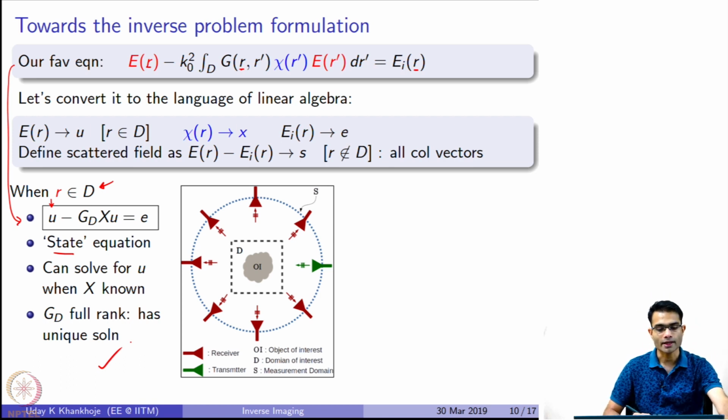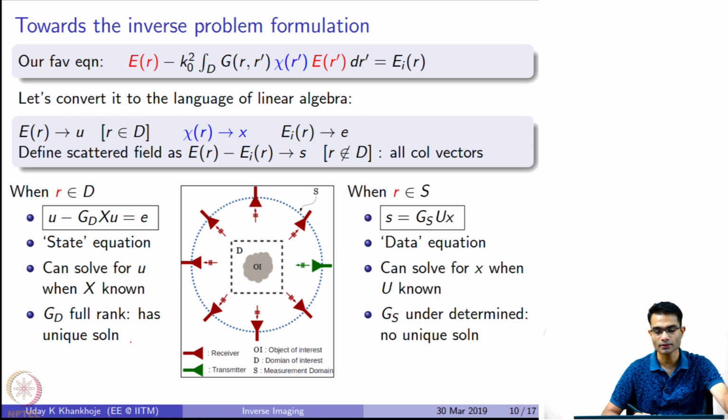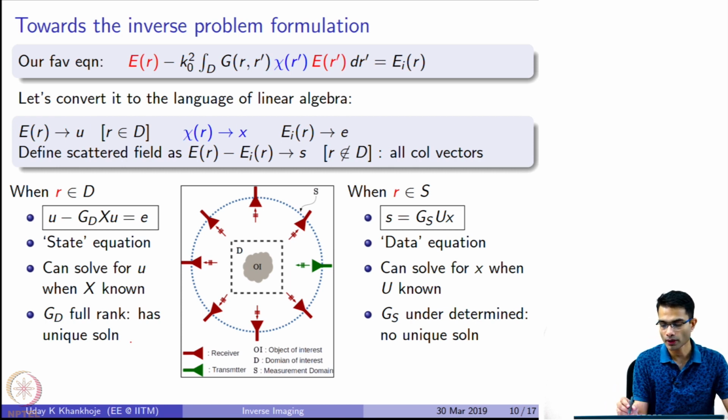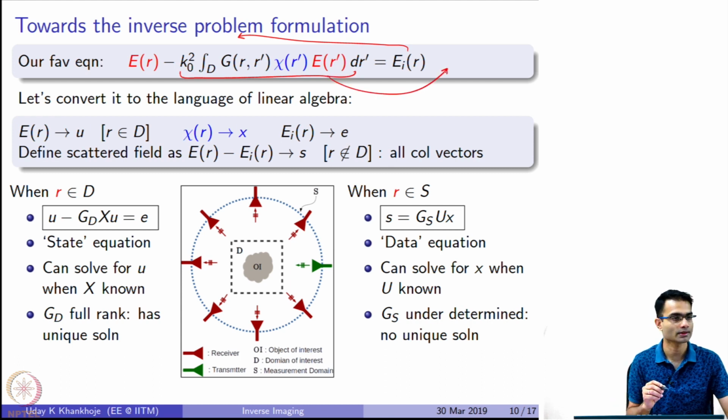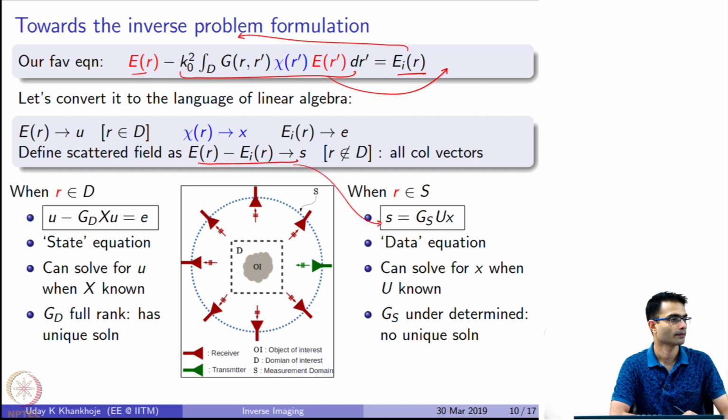Now, I can choose to move R out of D, right. So, that gives me the second equation, when R is outside D. Now, what I will do is this EI term over here, I can move it to the left hand side, and this whole integral term over here, I will move it to the right hand side. So, E minus EI becomes S. E minus EI for all R belonging to capital S becomes the scattered field small s. Then I have this whole integral over here, k naught squared g x e.